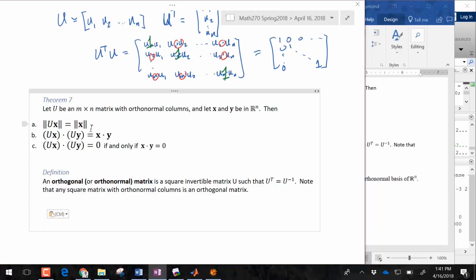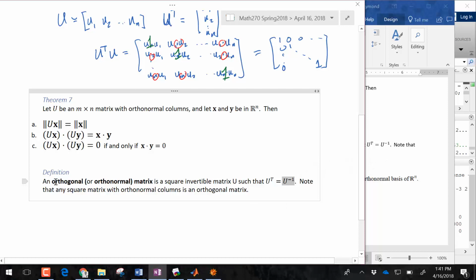Here they call it a definition, though based on the last theorem it could have been a theorem also. If you have an orthogonal matrix, an orthonormal matrix, it turns out that the transpose is the inverse. Remember that U transpose times U was equal to the identity. It works the other way around too, and therefore the transpose of an orthogonal matrix must be the inverse of that orthogonal matrix.